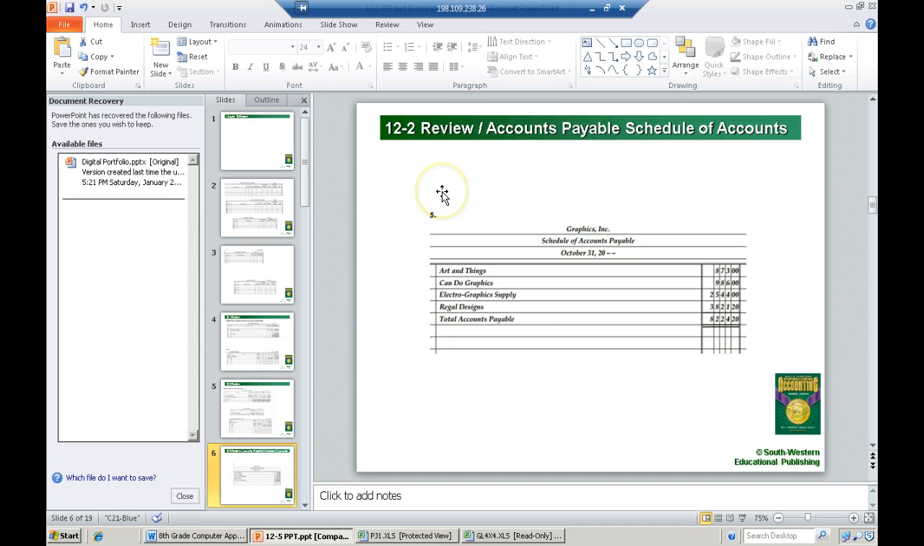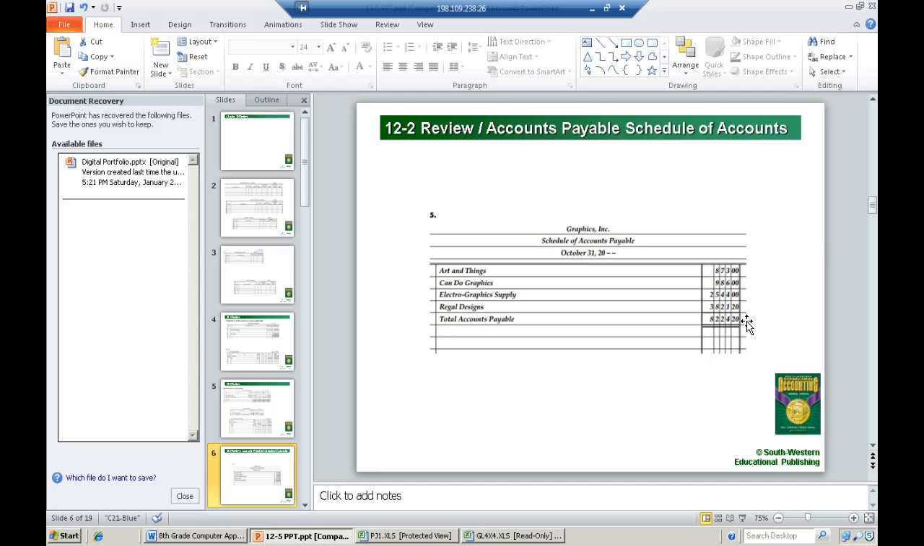Finally, 12-2, we prepared an accounts payable schedule of accounts, which was all of the companies that we do business with, all of our vendors, and how much money we owe them at the end of the month. We're going to single rule, double rule, put the total here. So our liabilities are $8,224.20.